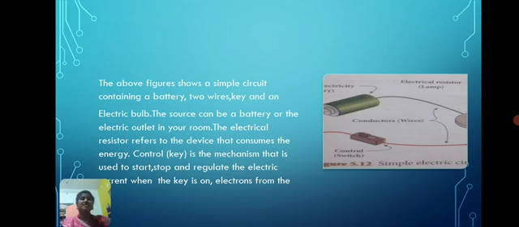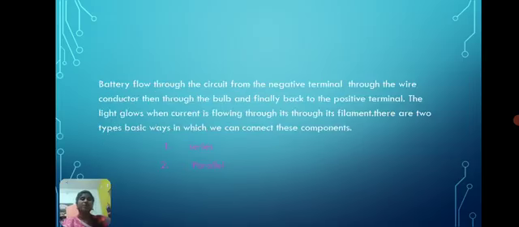The control key is a mechanism that is used to start, stop and regulate the electric current. When the key is on, the electrons from the battery flow through the circuit from the negative terminal, through the wire conductors, then through the bulb and finally back to the positive terminal. The light glows when current is flowing through its filament.